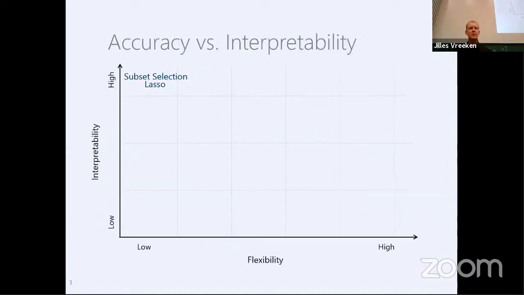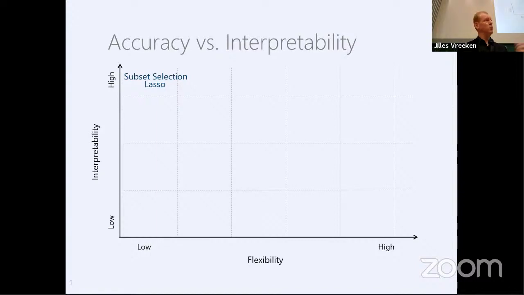Okay, if we now plot this, a nice 2D landscape, where we have on the x-axis what we call the flexibility of a method. Not really a technical term in this particular case, but you get the intuition, right? The more parameters you have, the more fancy the shape that you can draw through your data, the more flexible the method is. That is the one axis. On the y-axis, we have how interpretable methods are.